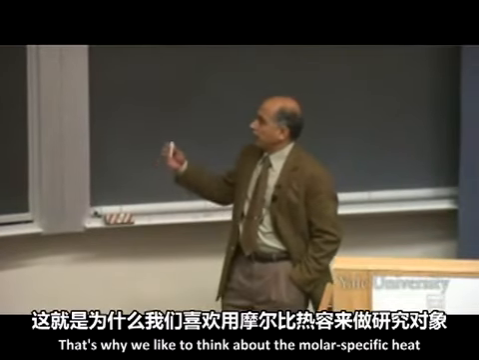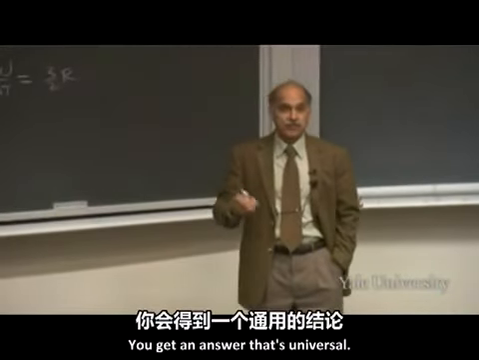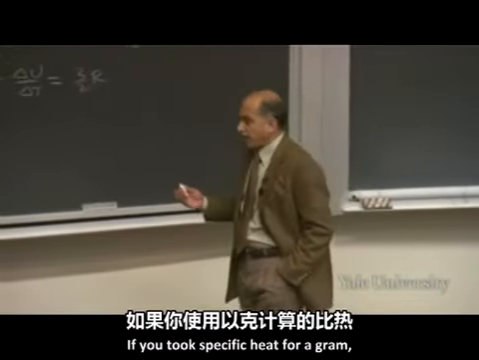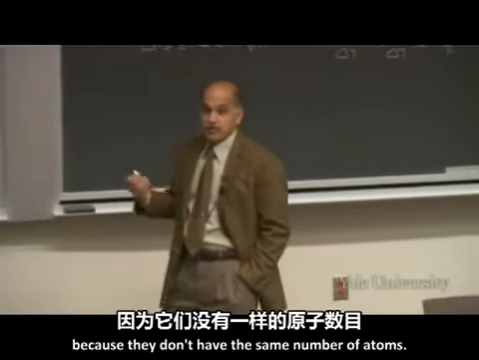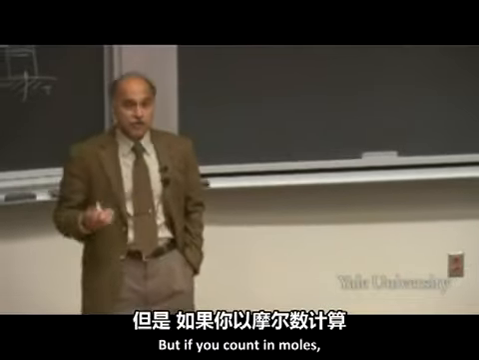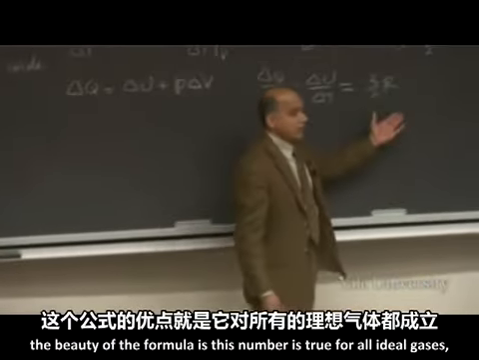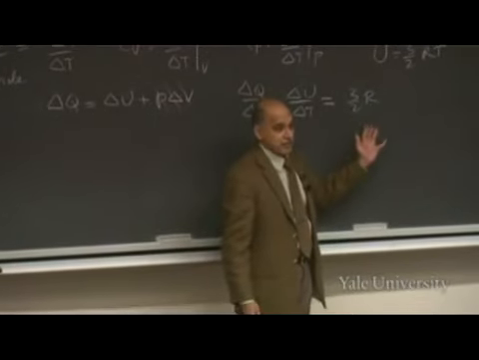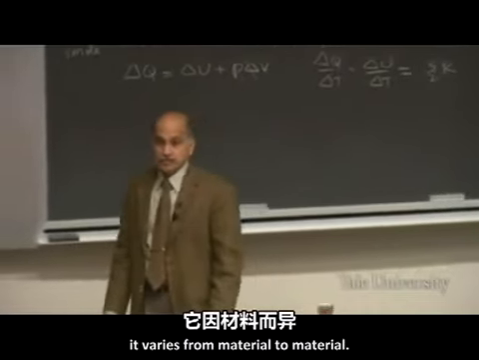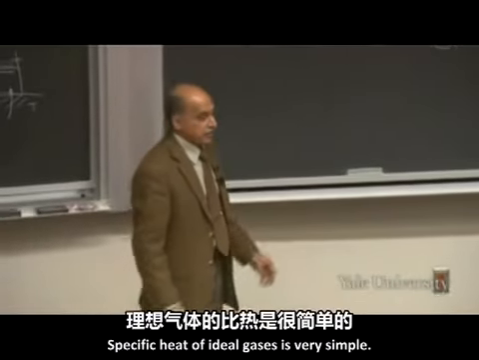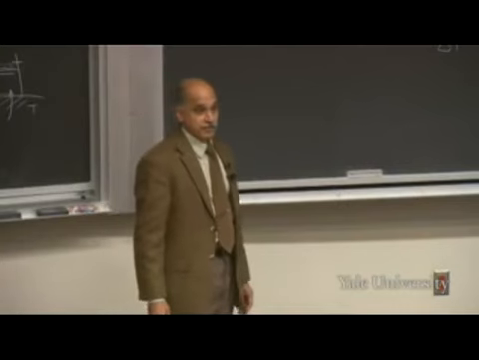That's why we like to think about the molar specific heat, or specific heat per mole. You get an answer that's universal. If you took specific heat per gram, then 1 gram of hydrogen and 1 gram of helium won't have the same specific heat because they don't have the same number of atoms. But if you count in moles, the beauty of the formula is this number is true for all ideal gases. Whereas if you took specific heat of copper or silver or iron, it varies from material to material. Specific heat of ideal gases is very simple. You don't need to look at a table. Here's the answer for all ideal gases.